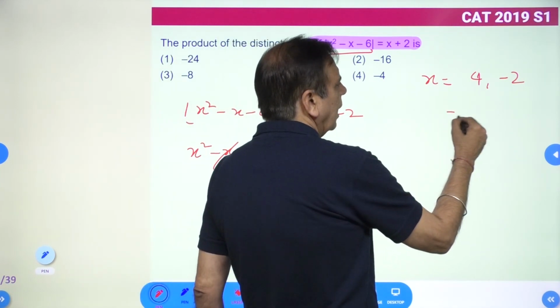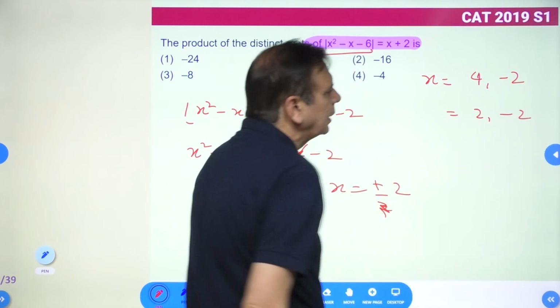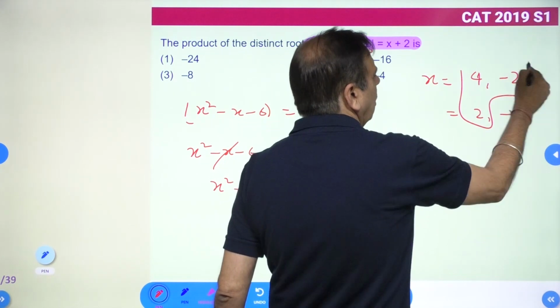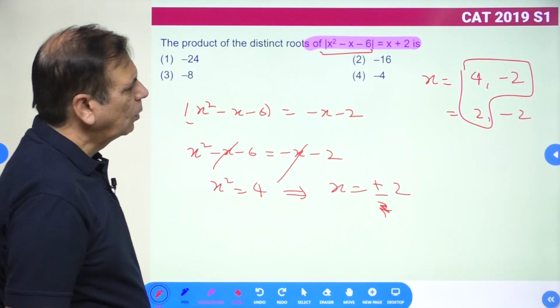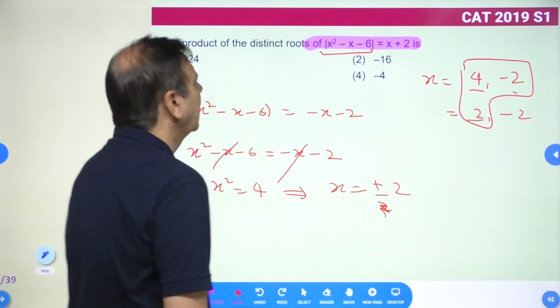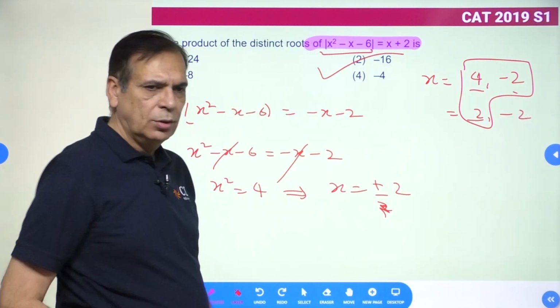So in the second case, what is there? 2 and minus 2. So what are the distinct roots? Minus 2 has come twice, so we don't count it twice. So what should the answer be? The product of these numbers will be 4 into 2, 8 into 2, 16 with a negative sign. Choice 2.